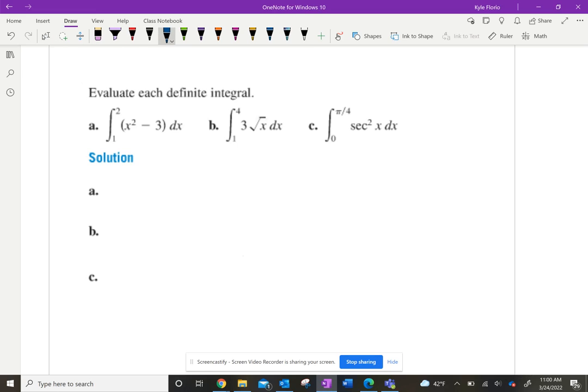All right, and let's see how you guys did. So the first one, if I take this antiderivative, I'm going to get x to the third over 3 minus 3x from 1 to 2. So if I plug in 2, that's going to be, let's actually do that. So it's going to be 2 cubed over 3 minus 3 times 2. Now plug in 1, so it's going to be 1 cubed over 3 minus 2 times 1.